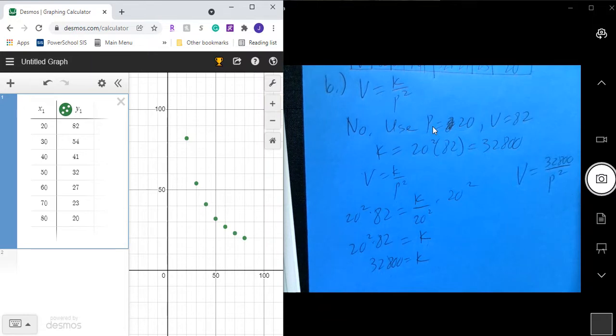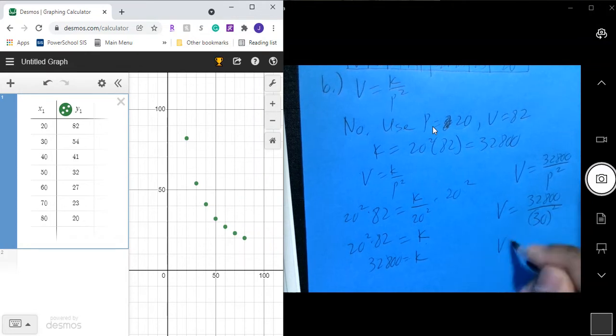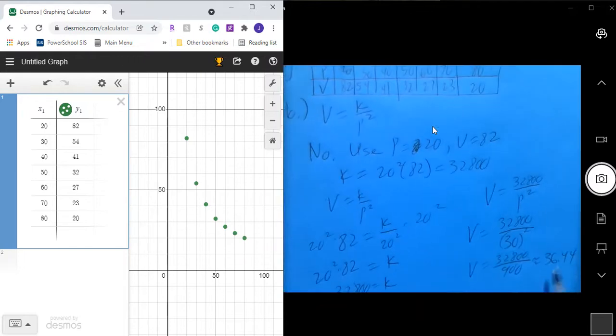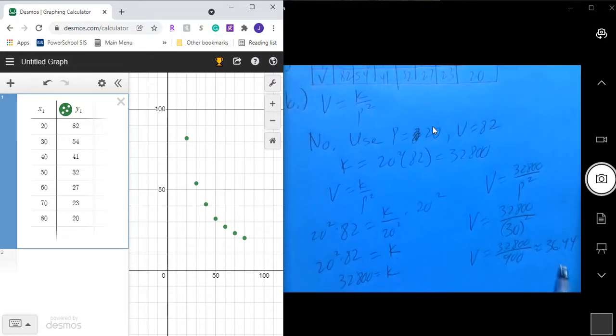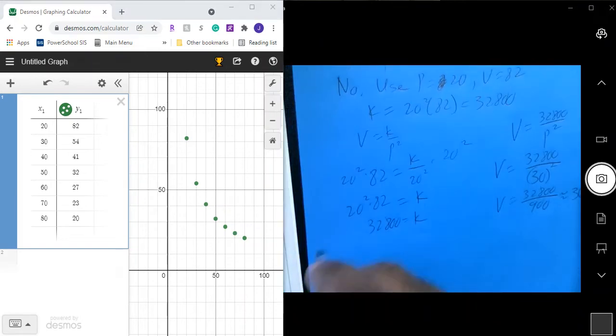Now, if we put in 30 for P, because we have to test this, we have 32,800 divided by 30 squared. This will give us V is equal to 32,800 divided by 900. When we divide this out, it gives us an approximate value of 36.44. Now, if you look at this, 30 is at 54. This is not even close. That's why it's no. Okay, now we move on to C.